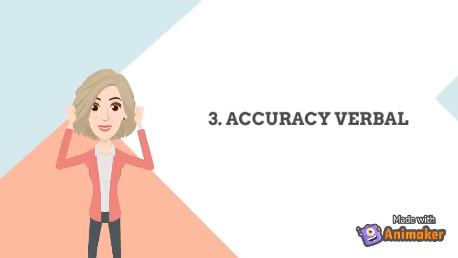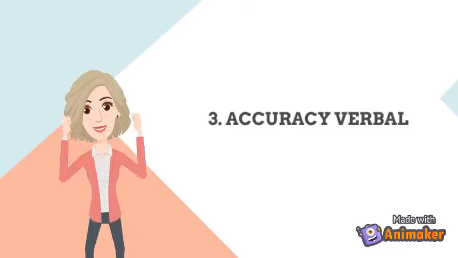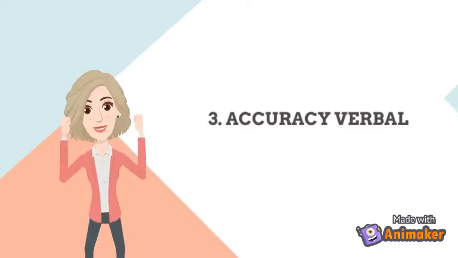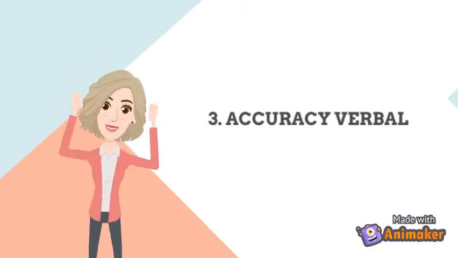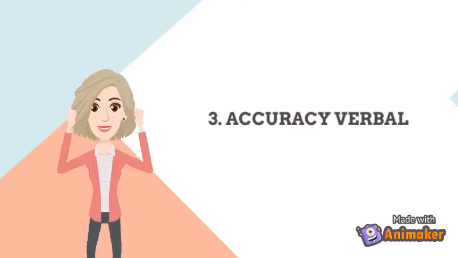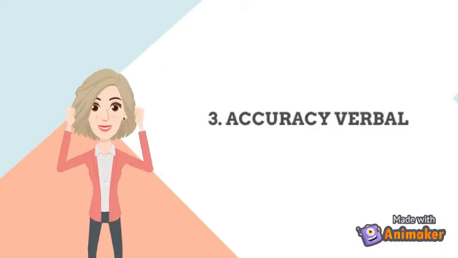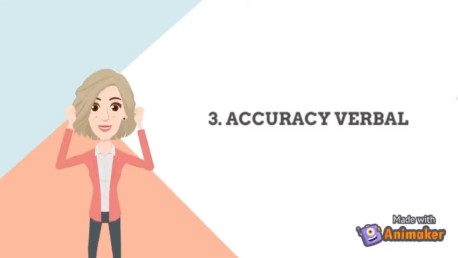And third is verbal accuracy. What is verbal accuracy? Accuracy is communication in the form of spoken or written language, such as accuracy in the use of words or word order. And the last, what is the standard?